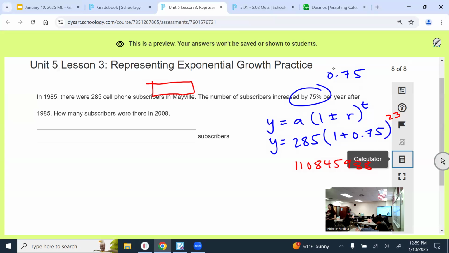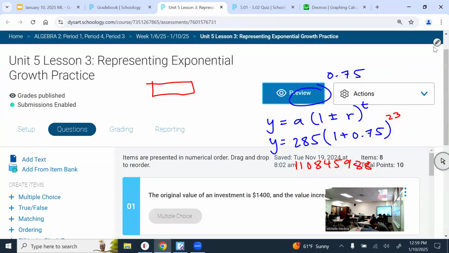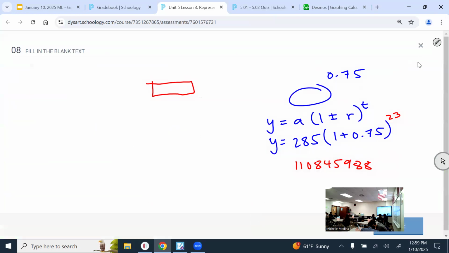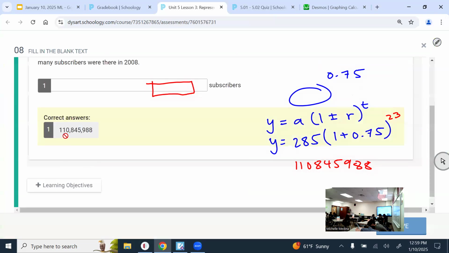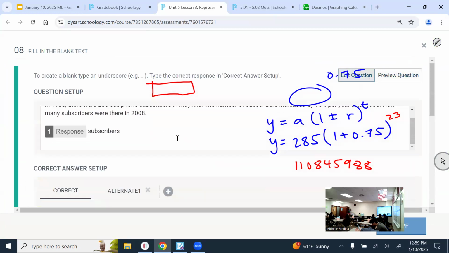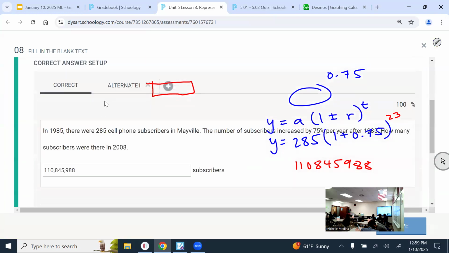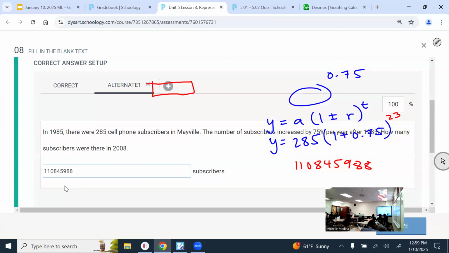Okay, it should accept it without the commas. Let me make sure it does, because I actually prefer you don't put commas unless it tells you to. So yeah, both with the comma and without are correct, but you should definitely not have a decimal when we're talking about people or other things that can't be decimals. All right, any other questions?